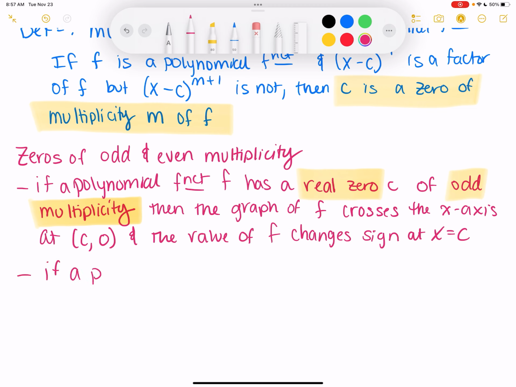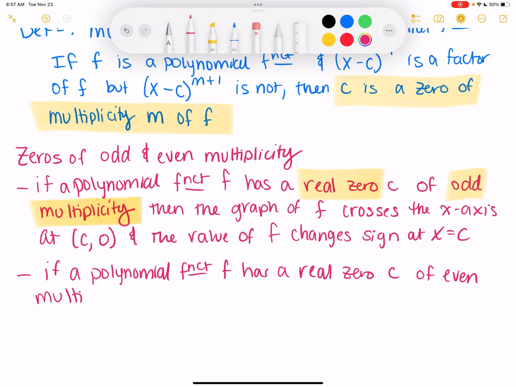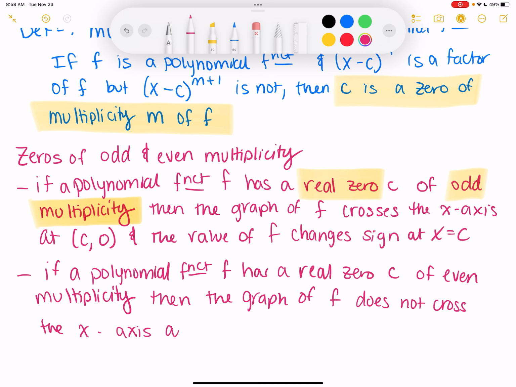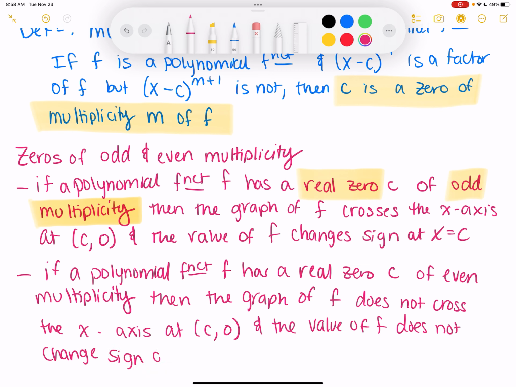If a polynomial function f has a real 0, c, of even multiplicity, then the graph of f does not cross the x-axis at c, 0, and the value of f does not change sign at x equals c.